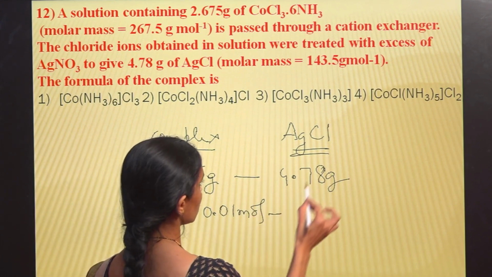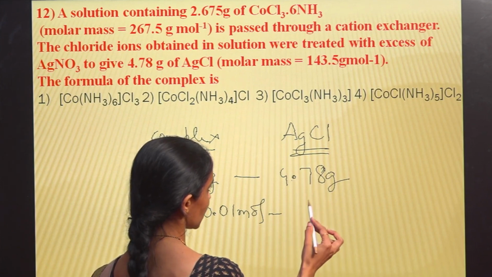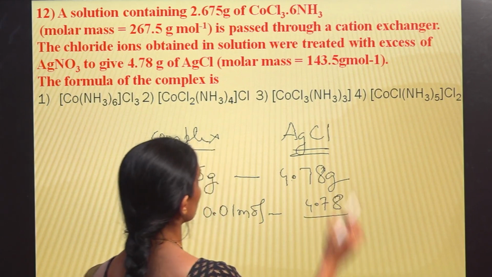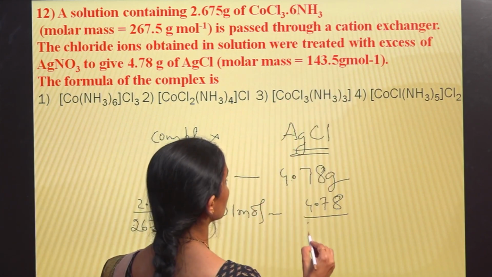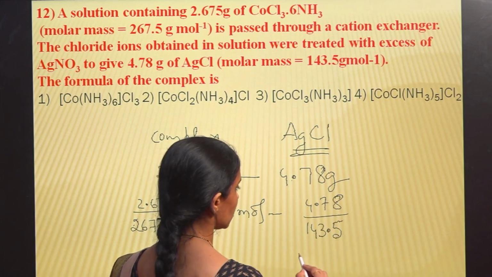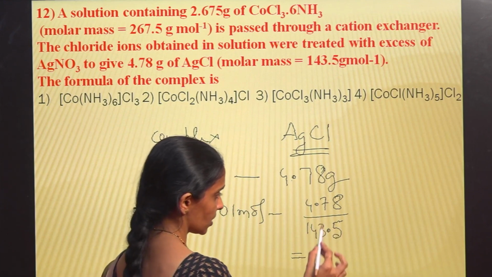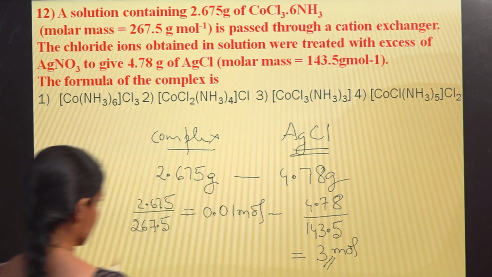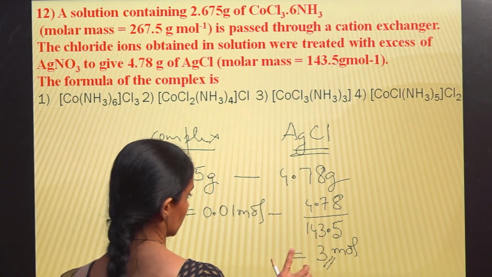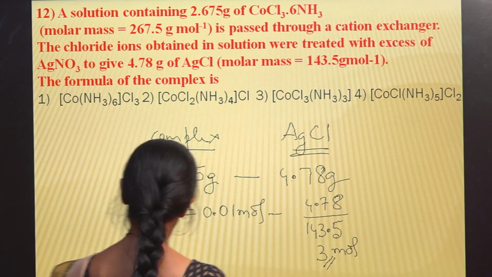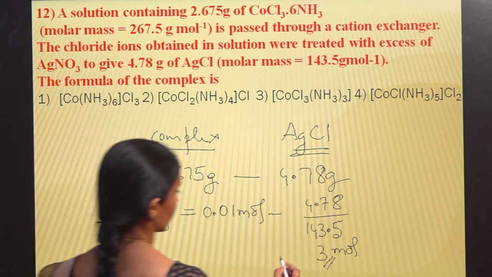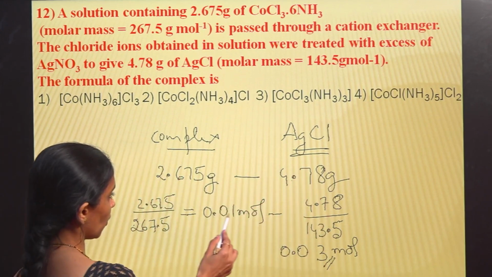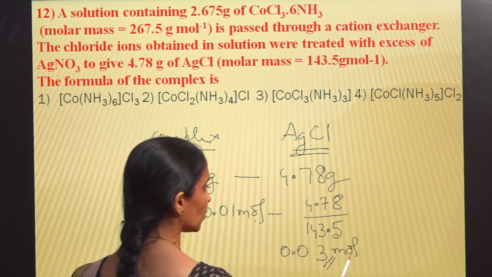This also I'll convert to moles. 4.78 grams. To convert 4.78 grams into moles, I must divide by the molar mass. The molar mass value is given, 143.5. That's nothing but, you can guess, nearly 3. I mean, not exactly 3. It's 0.03. Right? I converted this to moles, and this to moles. So 0.01 mole of complex gave 0.03 mole of silver chloride.